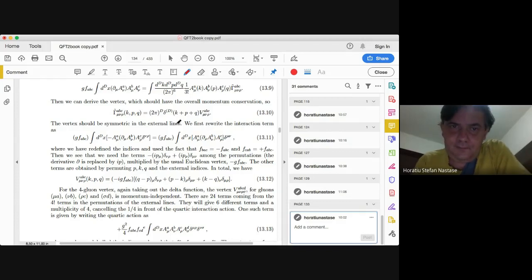So to understand that, we try to see how I can rewrite this interaction term as the same kind of interaction term, but with indices permuted. So the derivative, instead of having derivative with respect to mu, having this derivative with respect to rho. So how do we do this?